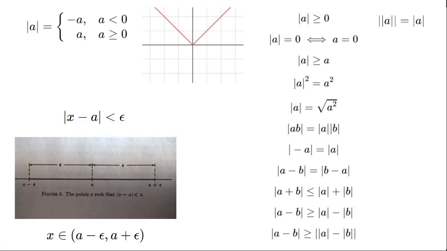And here's just a summary of everything that we've covered. All of the properties that we've derived, the definition of the absolute value, its graph, and the meaning of the absolute value of x minus a is less than epsilon.